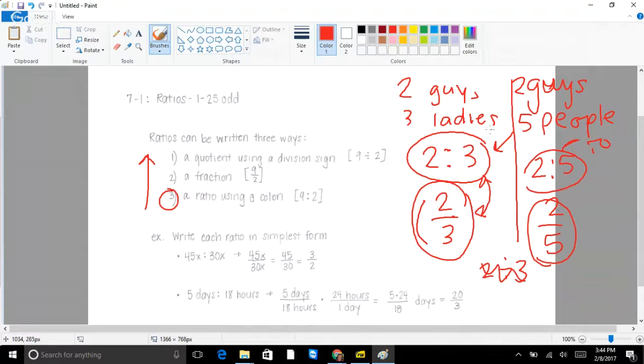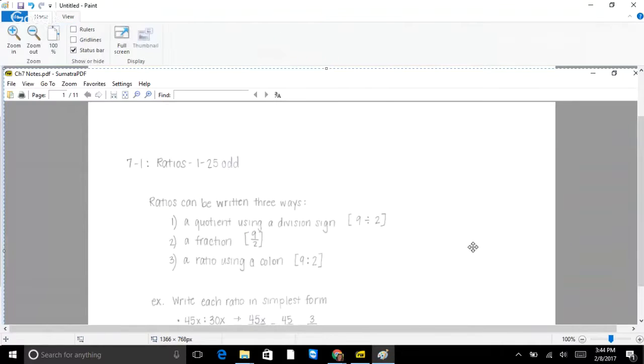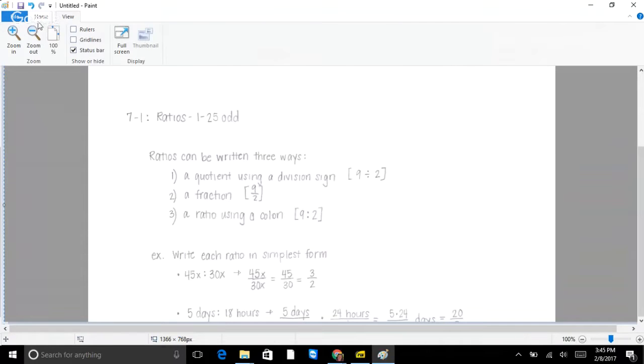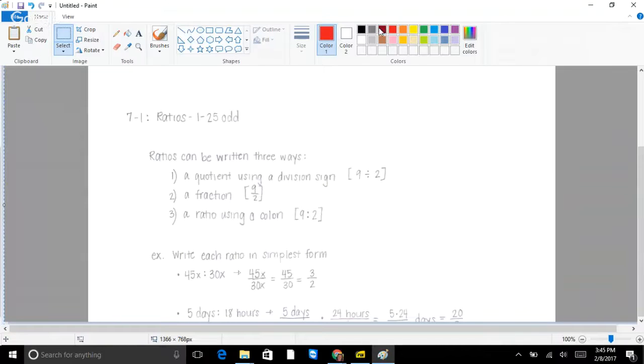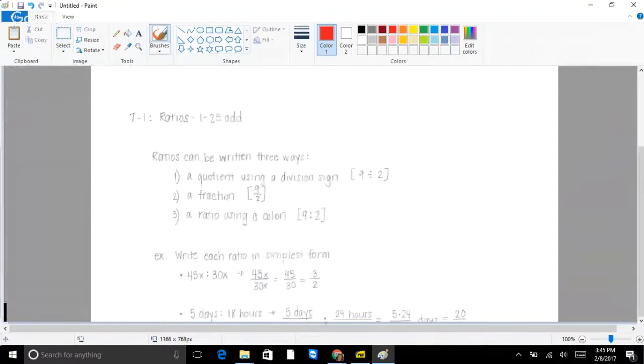All right, so let me show you a couple examples of ratios. We have them written out right here. On your paper, we have: write each ratio in simplest form. For example, if my ratio is 60x to 30x, I want to write this in simplest form.